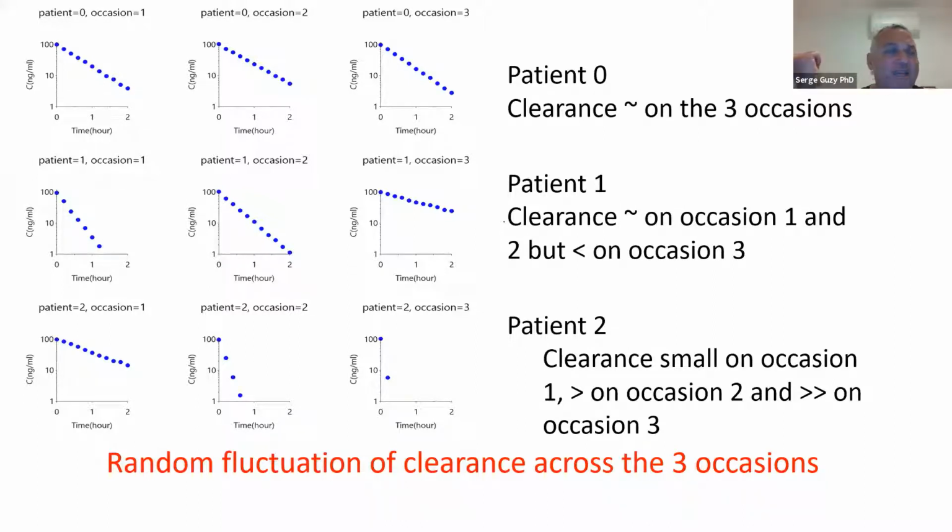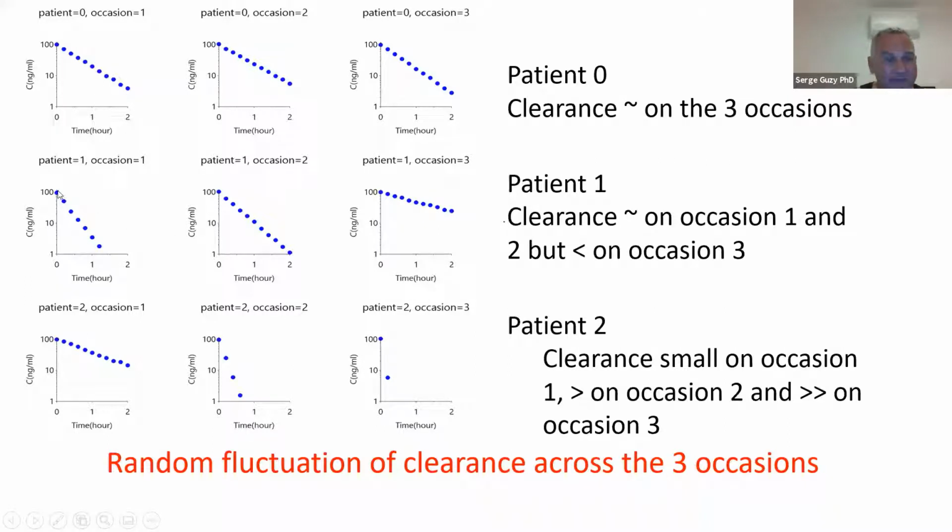Let me give you an example, because an example helps a lot. Suppose that I have patient 0, patient 1, and patient 2. Again, it's a crossover study, and you have 3 occasions. Let's look at it visually, because visually sometimes it helps a lot. You can see here that in occasion 1, occasion 2, and occasion 3, the clearance looks the same. What I mean is that if you look at the slope in the log domain, they start at the same value, which means that they have the same volume, and the slope is really the same, which means that the elimination rate is the same, and so the clearance is the same.